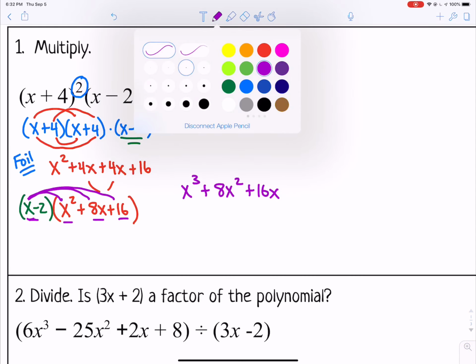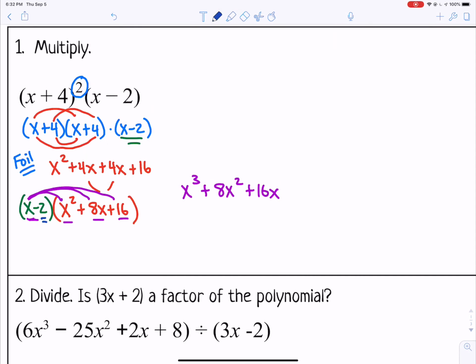And then we're going to distribute the second term in the binomial to each term in the trinomial. So let's start with negative 2 times x squared. And I'm going to write it underneath the one that already has x squared over here. Then, maybe I should draw it as I go. Negative 2 times 8x would be negative 16x. And then negative 2 times 16 would be negative 32.